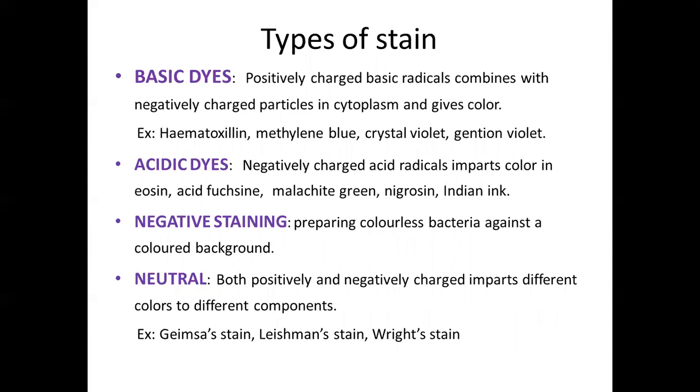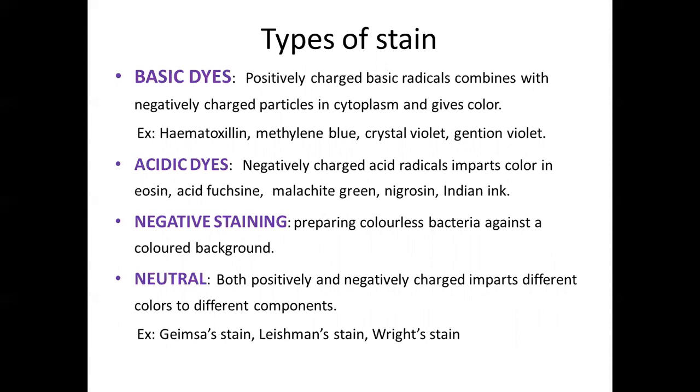So, types of stains. Some of the types of stains are basic dyes, acidic dyes, negative staining, and neutral staining. Basic dyes are positively charged; the basic radical combines with negatively charged particles. Okay, so these are the basic dye types.